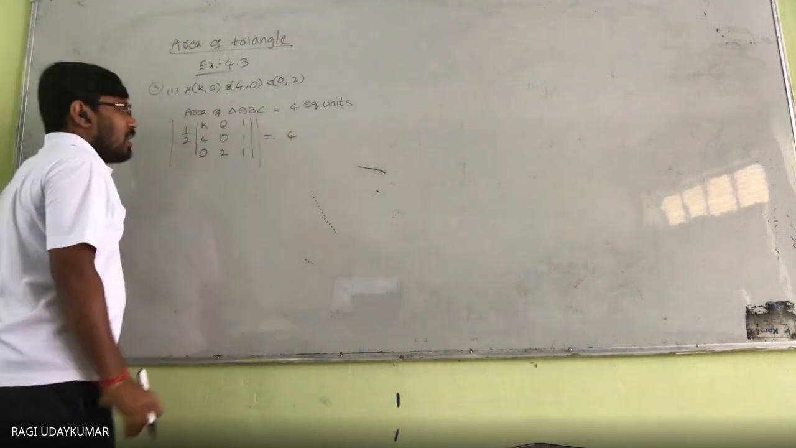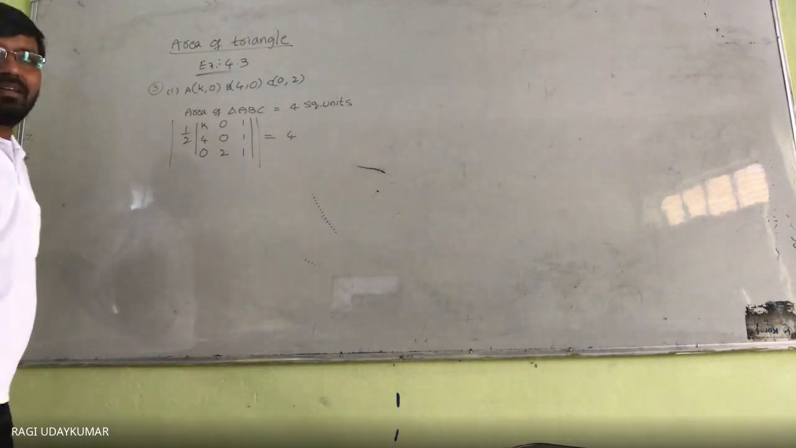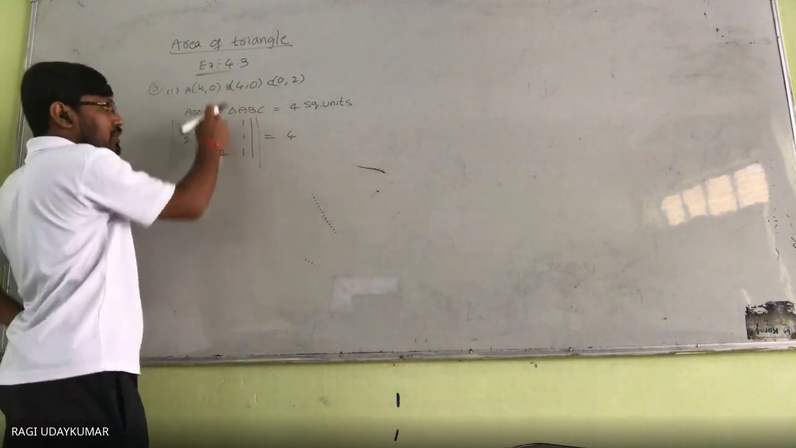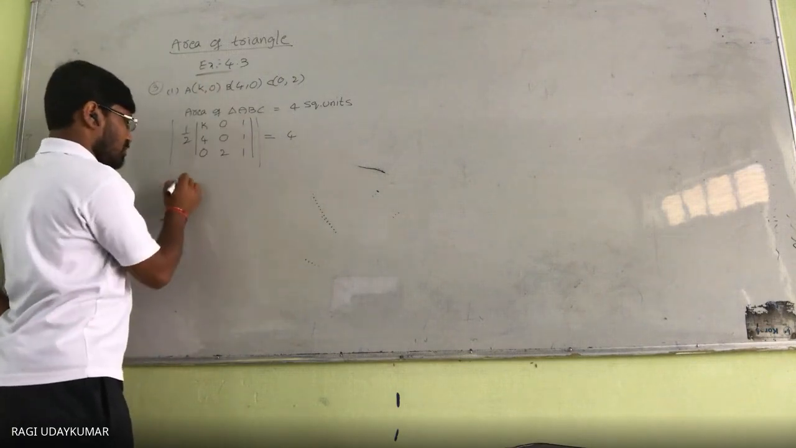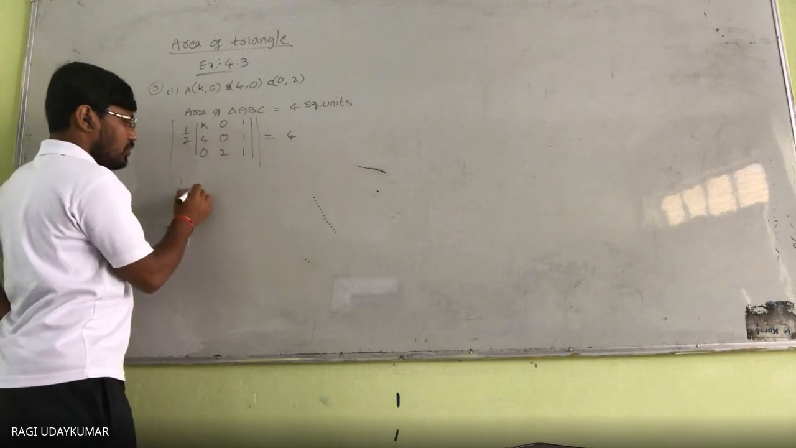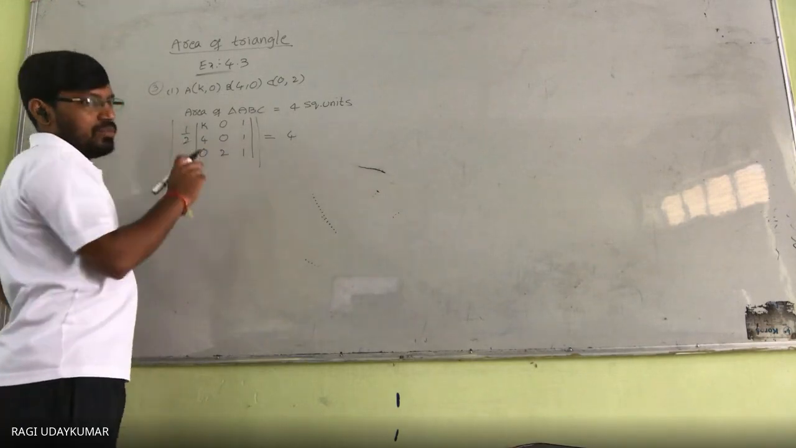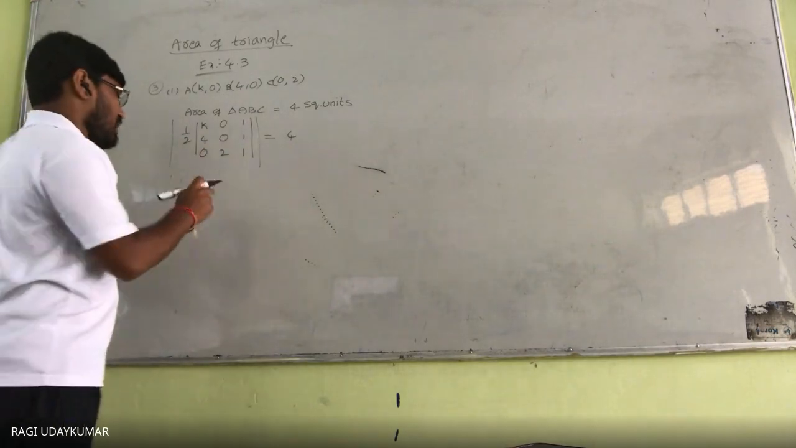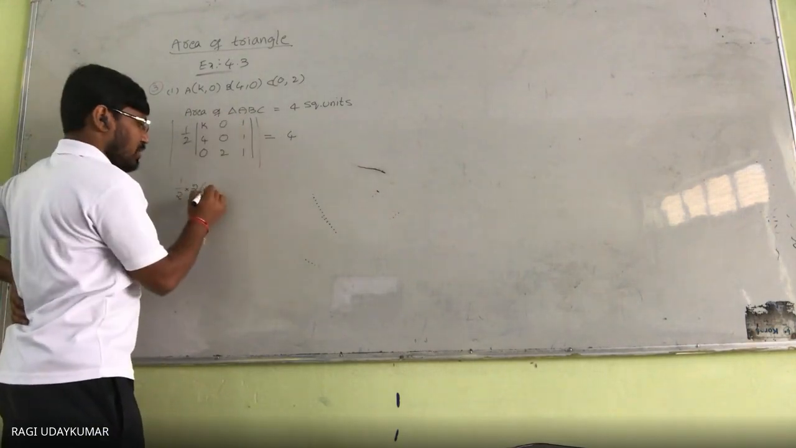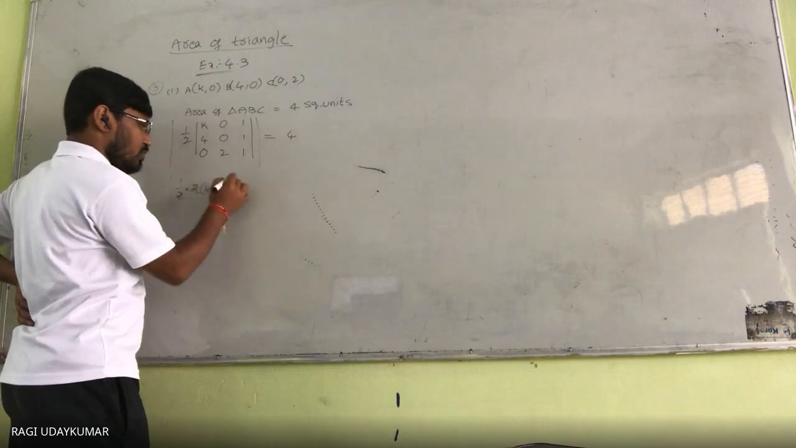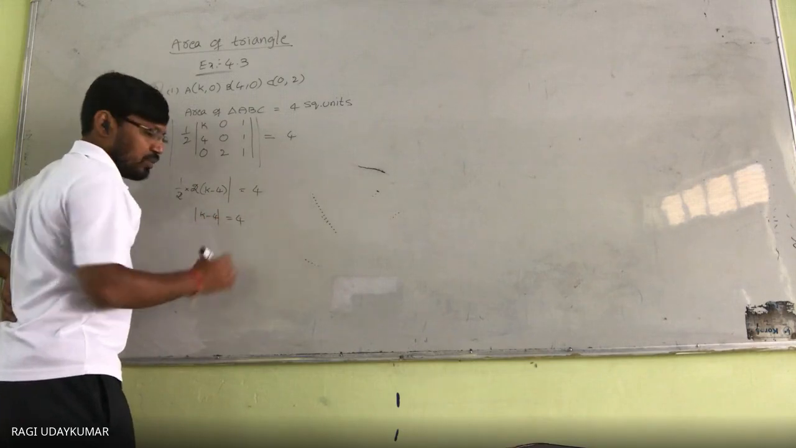So expanding along the second column, I'm going to expand along the second column. Determinant 2 into this third row, second column. So 3 plus 1 will become plus 1. Delete this row and column. K minus 4. This 2 and 2 will get cancelled, equals 4. So modulus of K minus 4 is equal to 4.